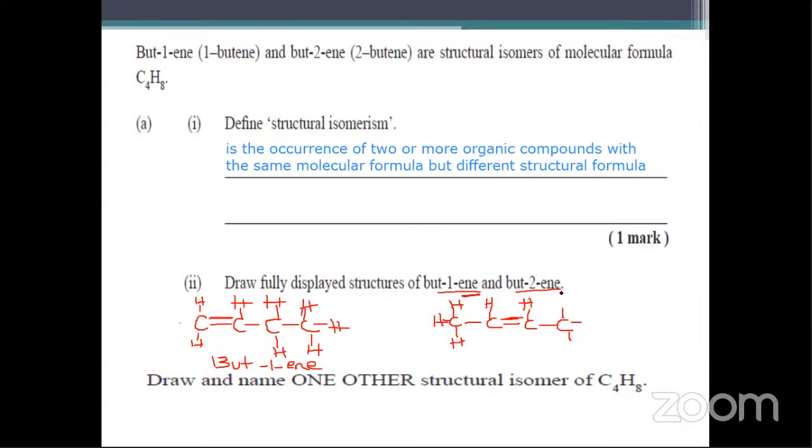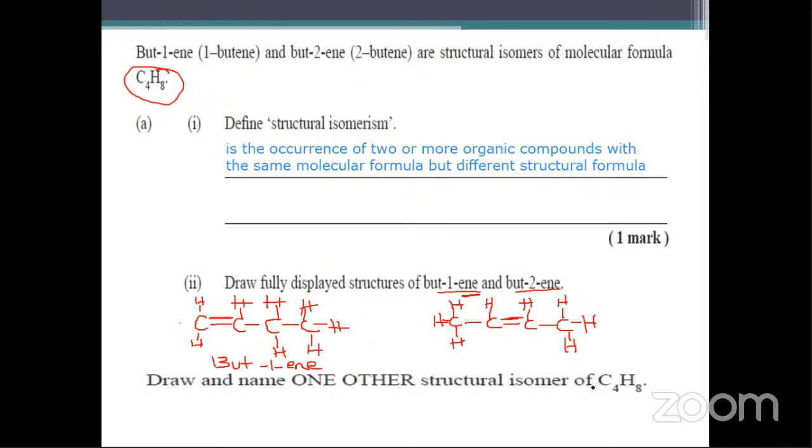And just to do a quick double check, the molecular formula is C4H8, as stated in the question. So you make sure you have your 4 carbons, make sure you have 8 hydrogens. 1, 2, 3, 4, 5, 6, 7, 8. So you have your 8 hydrogens.